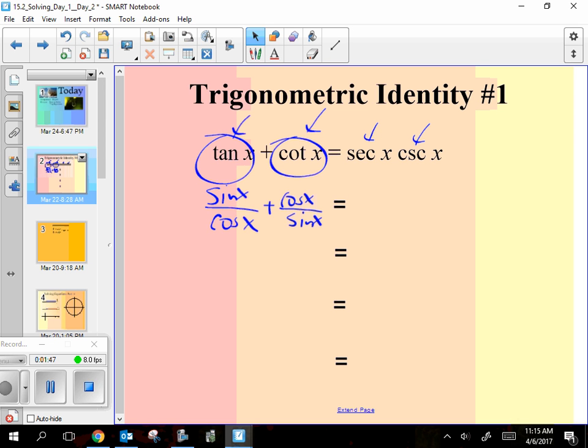Anybody need a sheet? I have extras. Just raise your hand and I'll deliver. I'll pause for a second while I have you work this out.